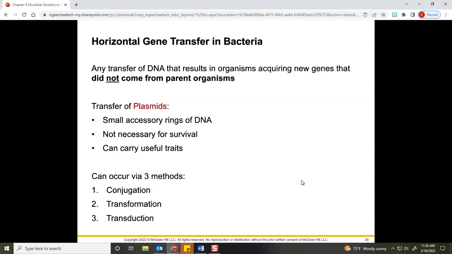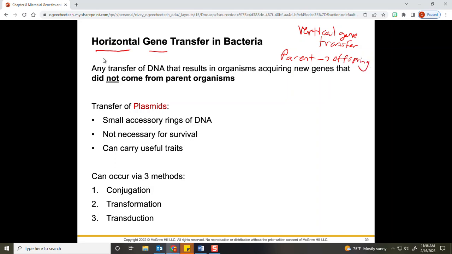All right, so how do these bacteria actually do this transfer? All of the types of transfer we're about to discuss are called horizontal gene transfers. And in comparison, if I were to describe vertical gene transfer, that would be genes being passed from parent to offspring.